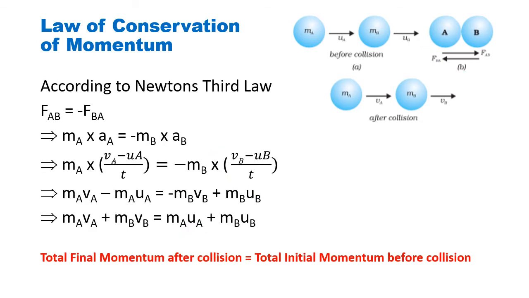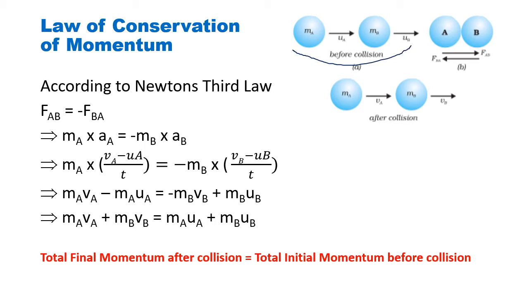So now we go from Newton's third law to the law of conservation of momentum. Conservation means what? No change. So it's telling us that the momentum of the system before the collision and the momentum of the system after the collision remains the same. We'll try to understand this.